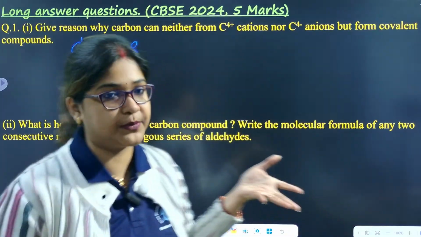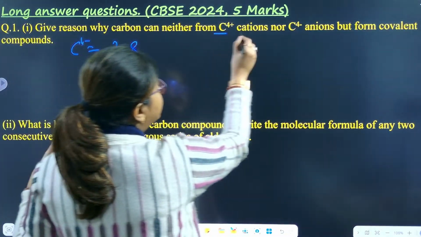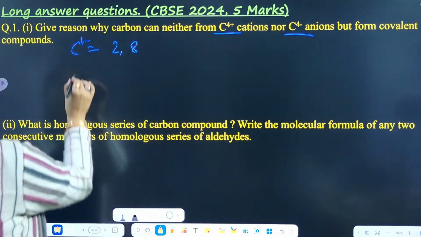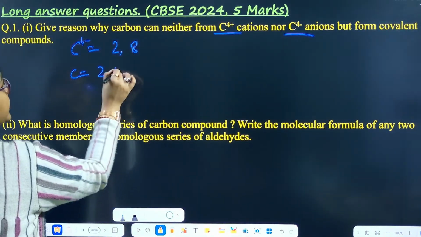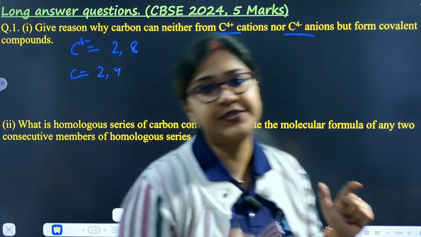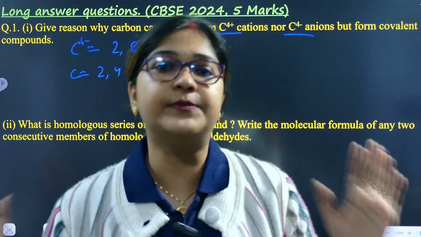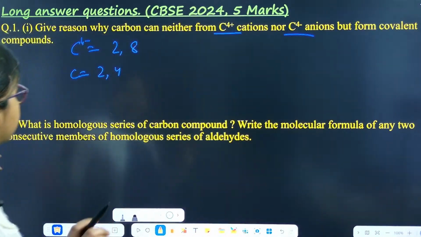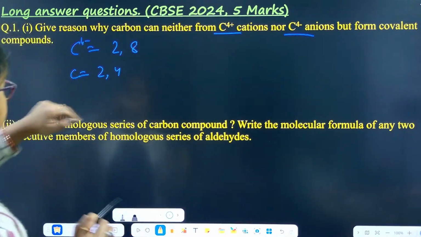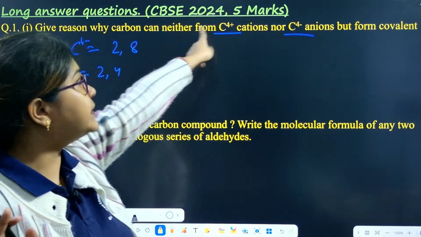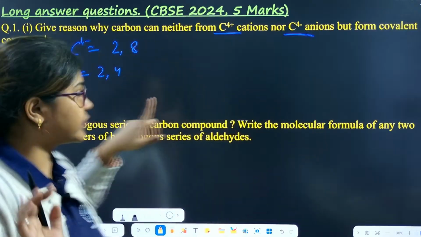which is also not achievable. So carbon therefore cannot form cations and anions, but it always shares 4 electrons with its neighboring atoms to generate stable covalent bonds. Is it clear? So this is the answer. See, it's a 5 marks question and it has come in 2020-24.